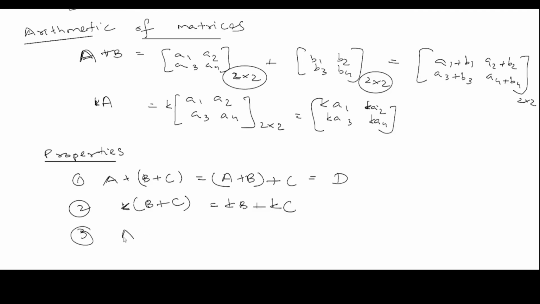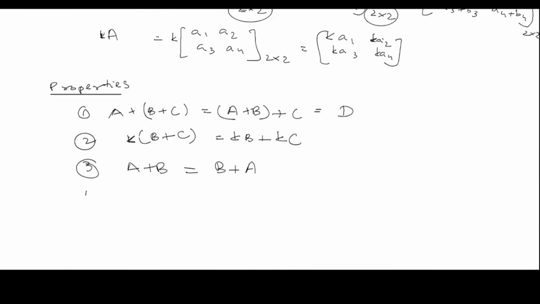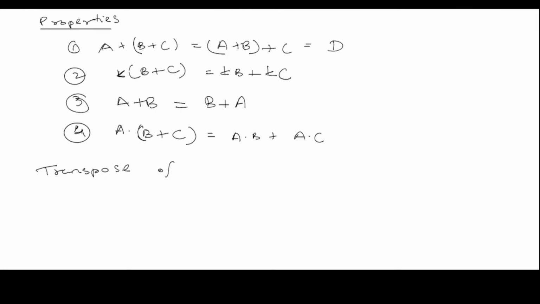We also have the commutative property: A plus B is equal to B plus A. It doesn't matter in which order you add them, you still end up with the same matrix. And then there's another property, the distributive property for matrices. A is multiplied by (B plus C), and this multiplication is not vector, it's matrix multiplication. A dot B plus A dot C is equal to adding them first and multiplying with A. Those are for matrices. Trust me on this one, it's very interesting.